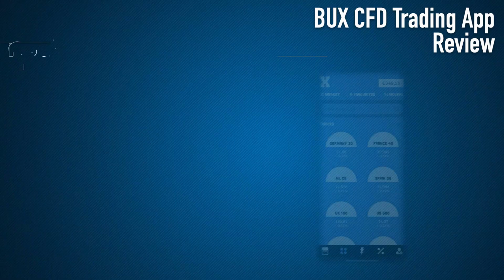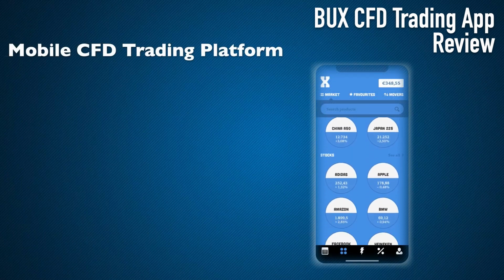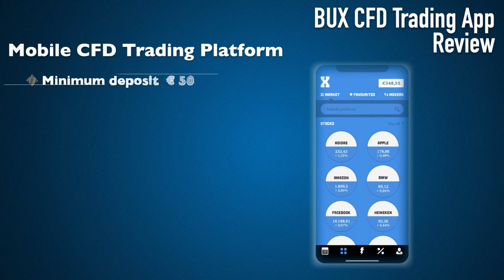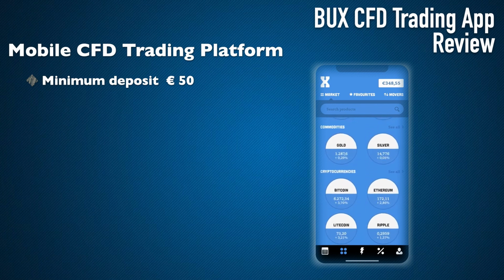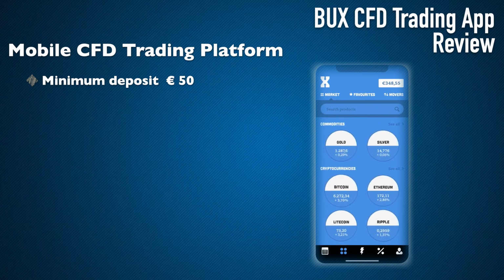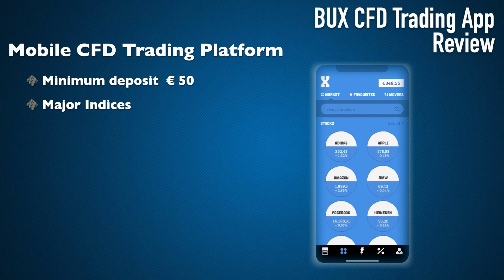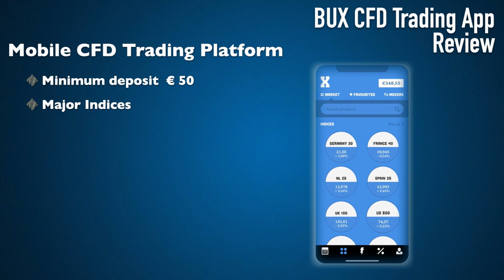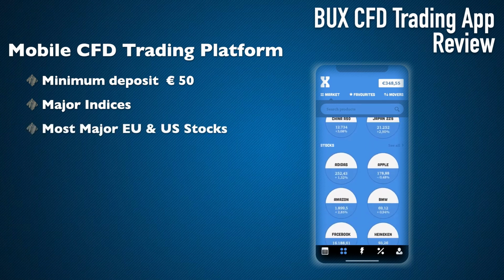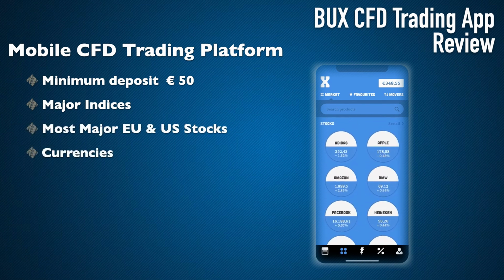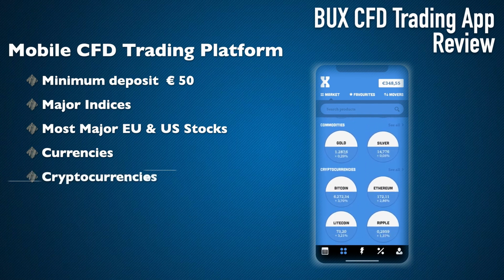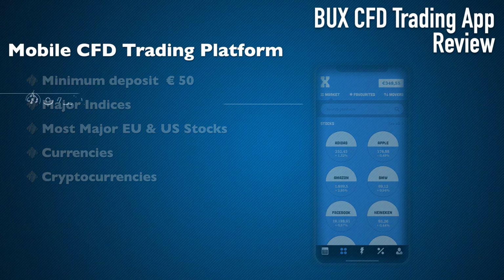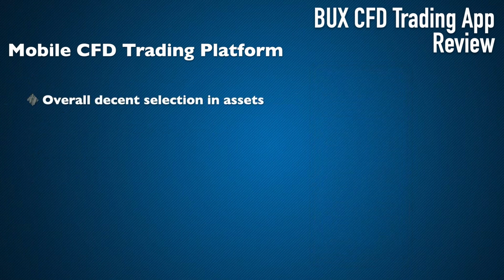So what is BUX? BUX is a fully mobile CFD trading platform where you can start trading CFDs for as little as 50 euros or jump right in with larger amounts. On the BUX CFD trading app, you can trade the major indices such as US Tech, UK 100, the Hong Kong 50, and many more. Next to this, the app lets you trade most major European and US stocks and about 20 currency pairs. BUX has slowly been expanding their available cryptocurrencies, and these now include Bitcoin, Bitcoin Cash, Ethereum, Litecoin, and Ripple. So overall, they have a quite decent selection of assets that you can trade on.